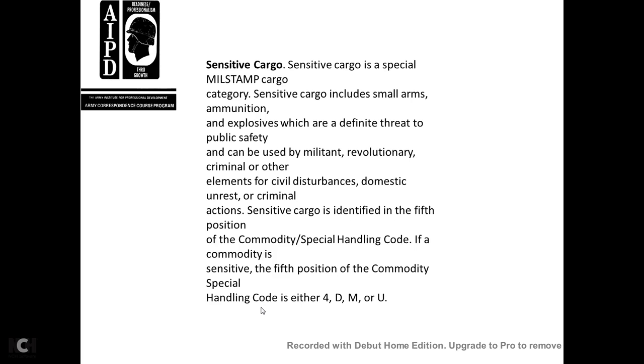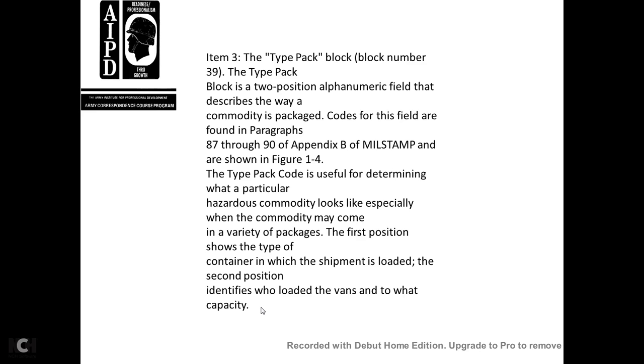If in the commodity sensitive, the fifth position of the commodity special handling code is either 4, D, M, or U. Item 4, the type pack. Block number 39. The type pack is a two-position alphanumeric field which describes the way the commodity is packed. The codes of the fields are used in the following paragraphs 87 and 90 of Appendix B of the MILSTAMP and are shown in Figure 1-4.